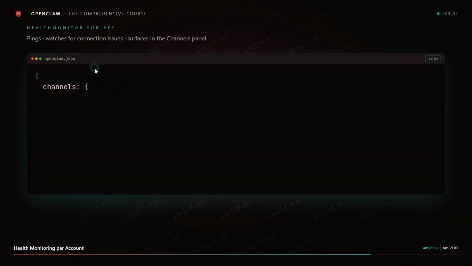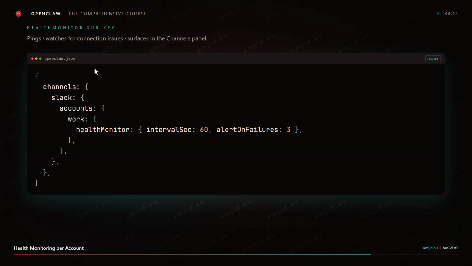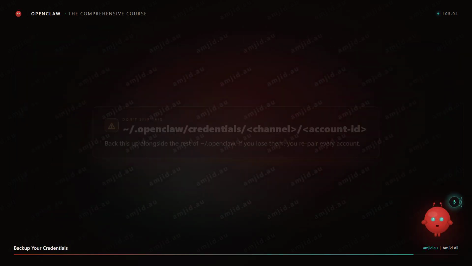Another practical note, health monitoring per account. Each account block can have a health monitor subkey. That tells the gateway to ping the channel periodically, watch for connection issues, and surface them in the channels panel of the control UI. Really useful when you have got several accounts and you want a single dashboard view of which ones are connected and which ones are stuck. One glance, done.